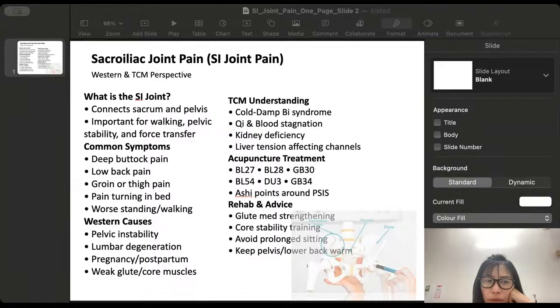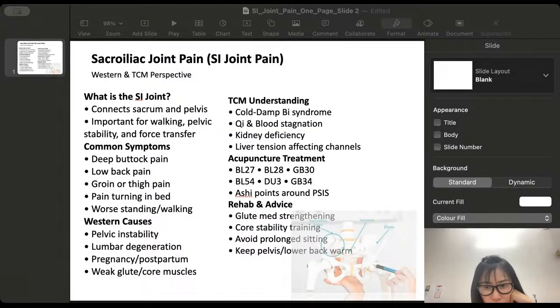And now we're talking about who commonly gets SI joint pain. Well, it's very common in postpartum patients, like what I said before, those ladies who never recovered from the relaxing hormone, which causes the relaxing of the pelvis to make childbirth easier. And office workers who are sitting for too long, drivers, again sitting for too long, some runners who are always running, and people with weak core muscles, they are just built quite weak.